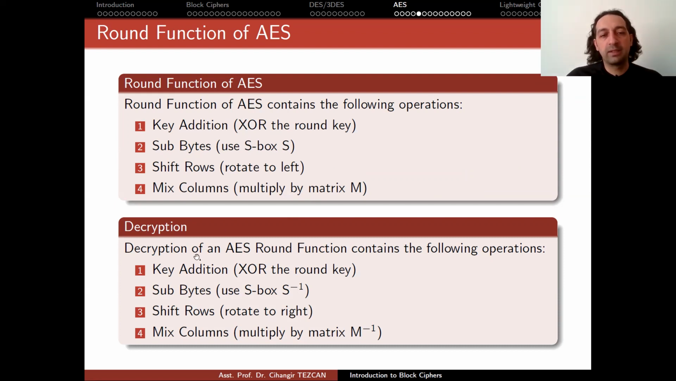So in decryption, key addition is again the XOR with the round key. In the sub-bytes, you use the inverse of the S-box. In the shift rows, instead of rotating left, now you are rotating right. And at the mix column, instead of multiplying with the matrix M, you are multiplying with the inverse of the matrix.